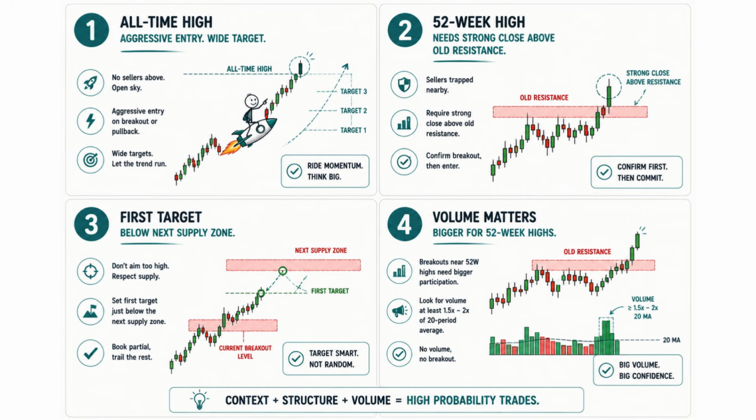Rule 3. For 52-week highs, set first target below the next overhead supply. Don't expect a clean run. Book partial profits before the next wall of trapped sellers. Be realistic about where it might stall.